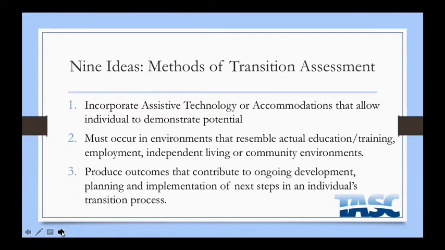We want the student to do well on the transition assessment. We do not want them to do poorly on the transition assessment. We want to see their abilities. We want to see their potential so that we're able to write an IEP and a transition component that accurately describes what they are good at. So methods must occur in environments that resemble actual education, training, employment, independent living, or community environments.